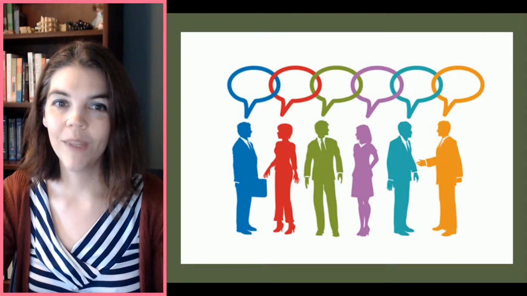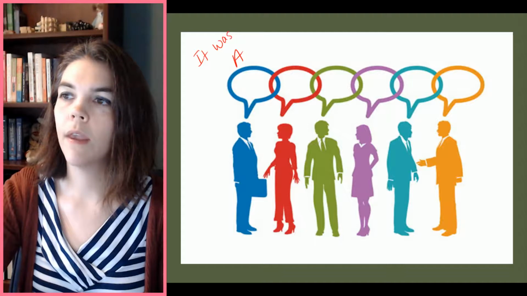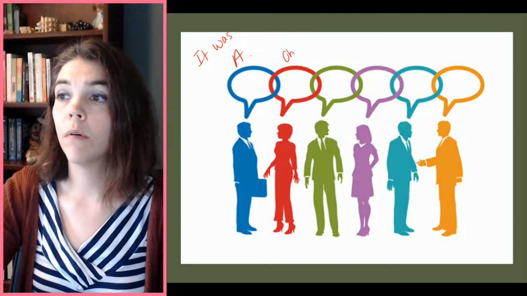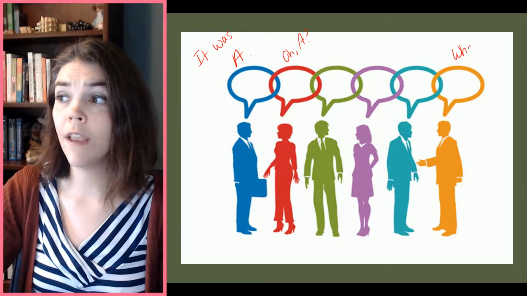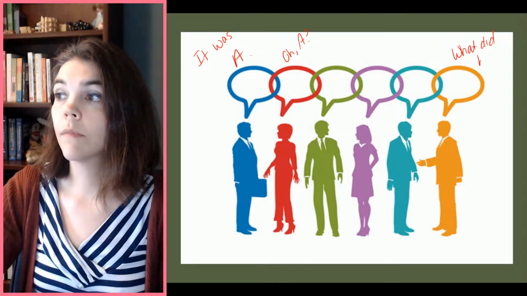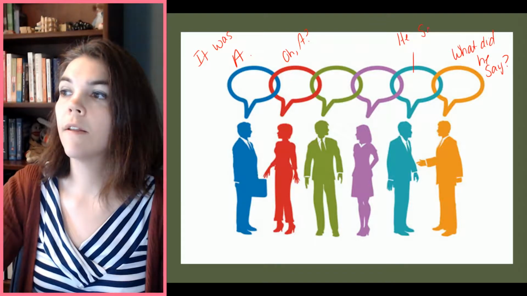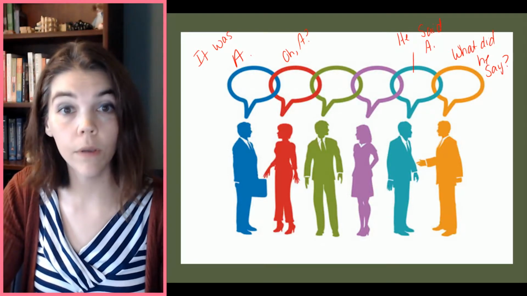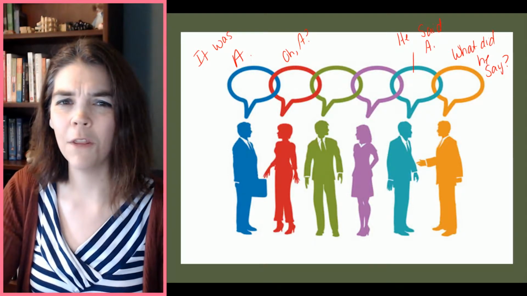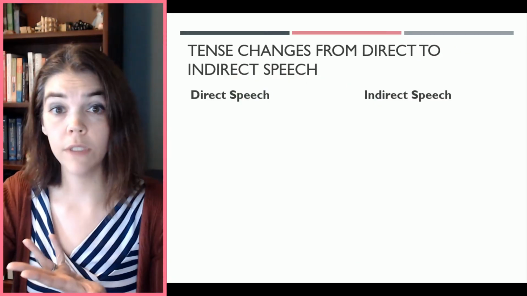So again, here's the situation. We have this guy saying, let's make it easy, it was A. Oh, A. And then over here, this person's like, what did he say? And this guy says, oh, he said A, right? Or he said that A, okay? That's the idea. And A can be anything. All right, so when we move from direct to indirect speech, what does that look like?